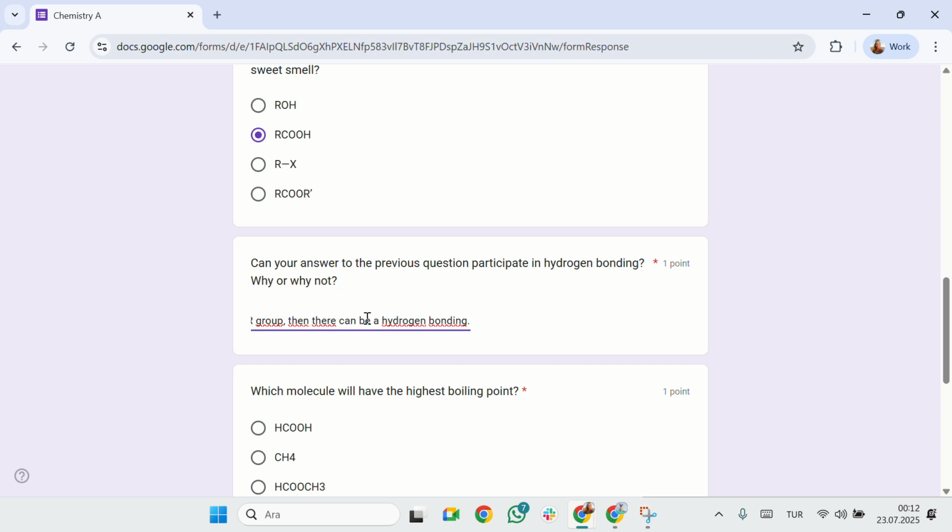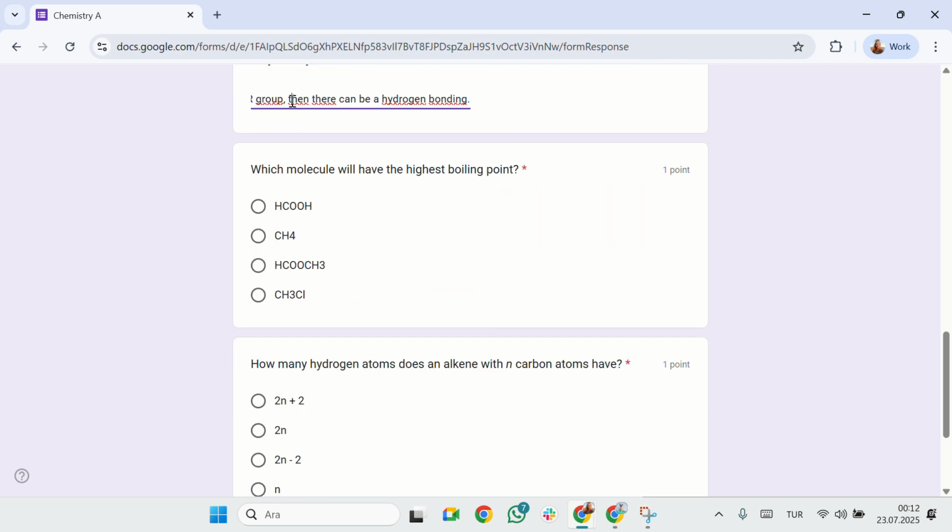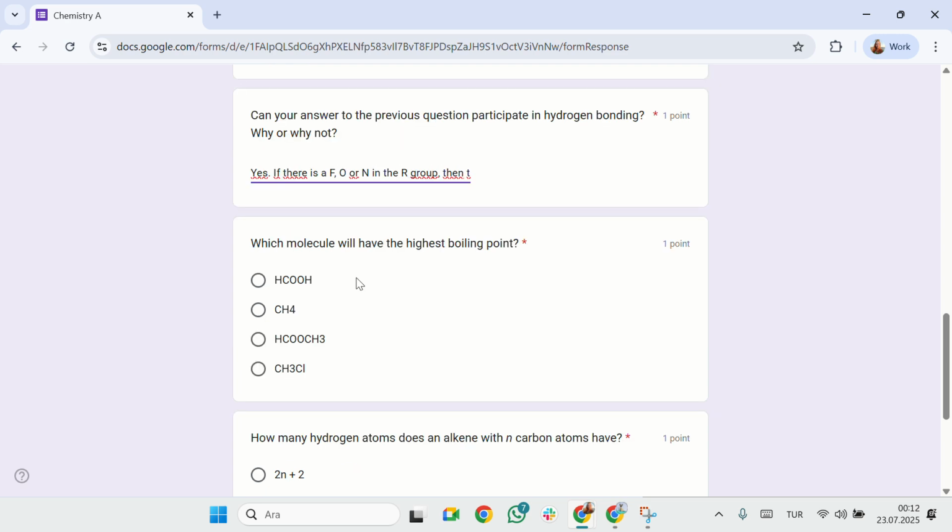Let me check this. Then there can be hydrogen bonding, or there can be not. It's just general information, but I'm not thinking about its cyclic characteristics, but whatever. I'm gonna go with yes. And with this explanation, which molecule, okay, how much time do I have left? Okay, which molecule will have the highest boiling point?